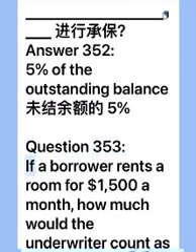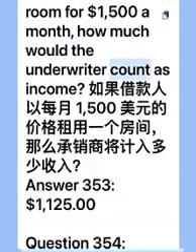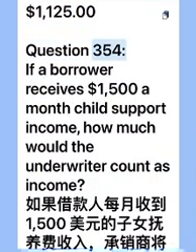Question 353. If a borrower rents a room for $1,500 a month, how much would the underwriter count as income? Answer: $1,125.